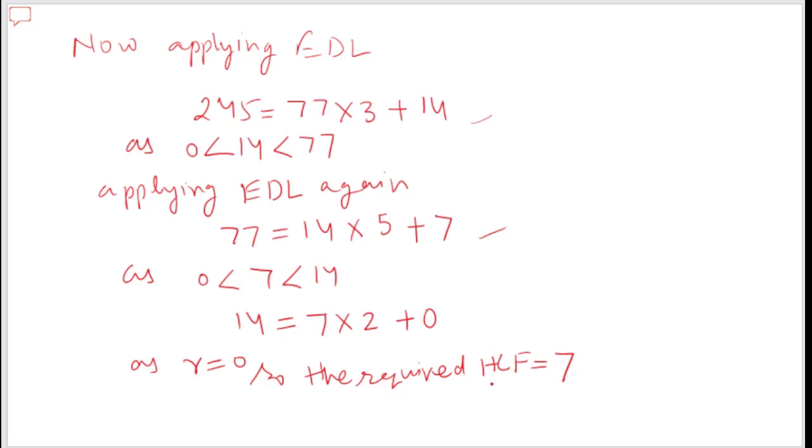Hope you understood it as well, and do some practice of these types of examples.